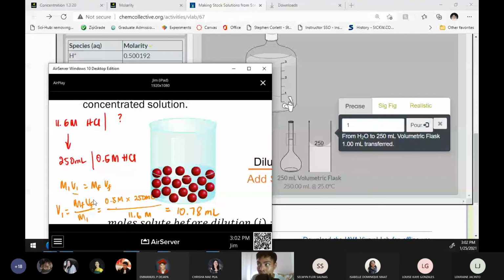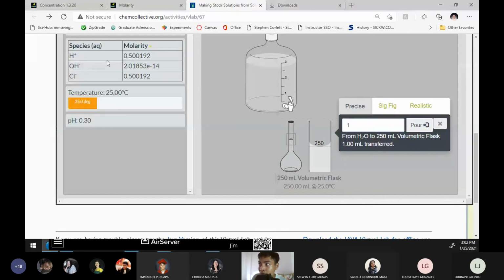Then, nagdadagdag ka ng enough water until it reaches 250 ml volume. So, your final concentration is 0.5 molar. Okay? So, yan. Check nyo. H+, 0.5. Ibig sabihin, tama yung ginawa natin. Okay? So, that's how you dilute, no? And that's how you prepare solutions sa laboratory.